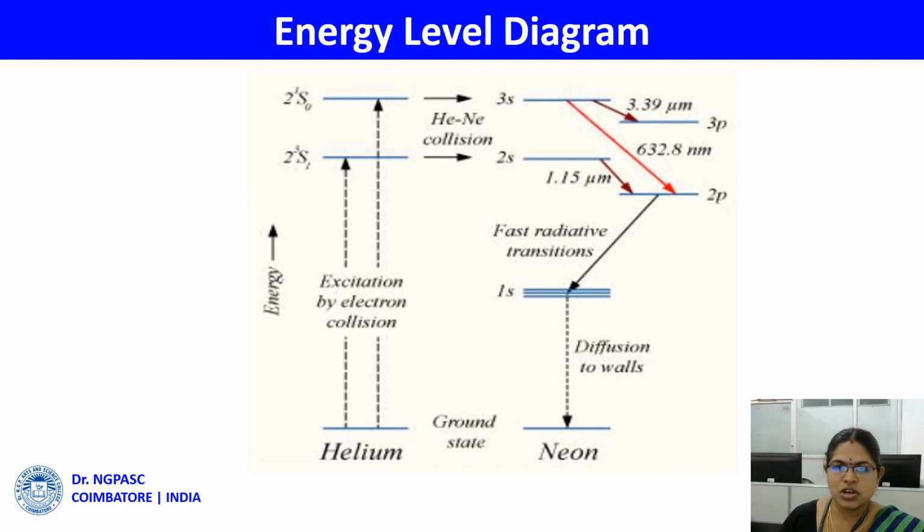In which all are emitted some photons, but 3.39 micrometer and 1.15 micrometer are infrared photons. Only 632.8 nanometer wavelength is of our visible photons. So it shows red color wavelength. The remaining transitions come under non-radiative transitions.